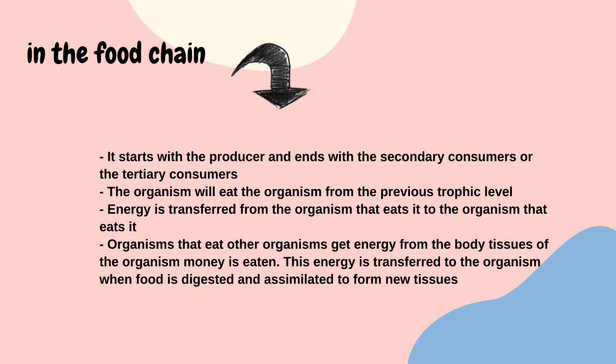So, in the food chain, it starts with the producer and ends with the secondary consumer or the third-tier consumer. The organism will eat the organism from the previous trophic level. Energy is transferred from the organism that it eats to the organism that eats it. Organisms that eat other organisms get energy from the body tissue of the organism eaten. This energy is transferred to the organism when food is digested and assimilated to form new tissues.